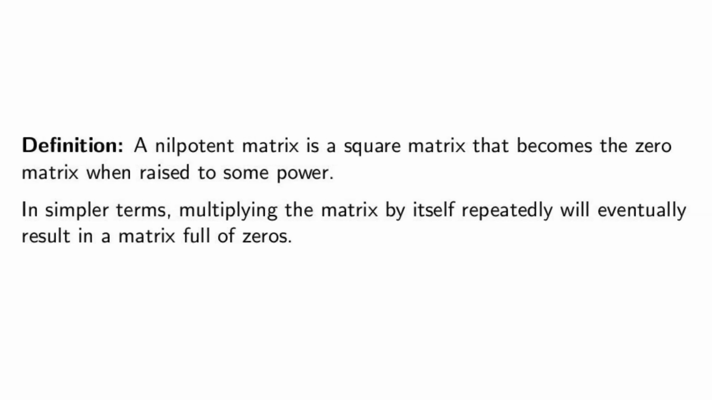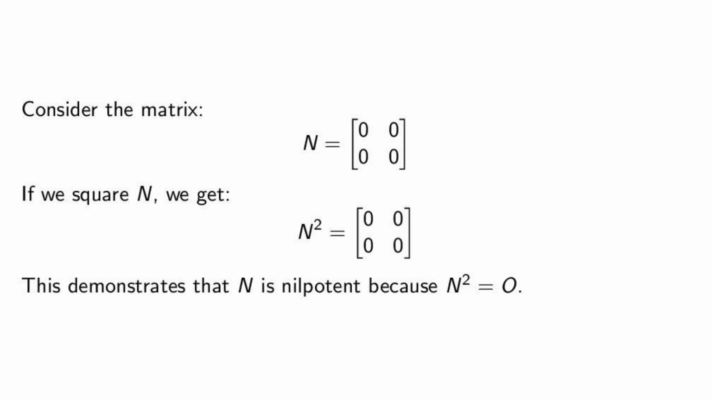A nilpotent matrix is a square matrix that, when raised to some power, becomes a zero matrix. In simpler terms, multiplying the matrix by itself repeatedly eventually results in a matrix full of zeros. For instance, let's take a look at this matrix N. If we square N, we get the 2 by 2 zero matrix.